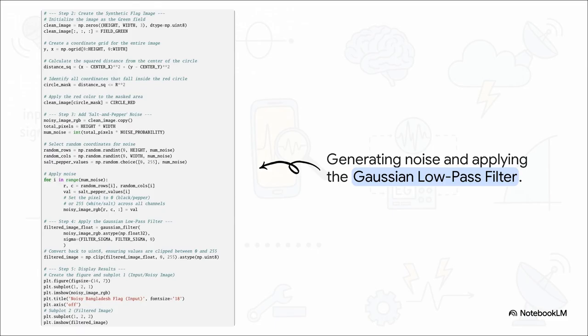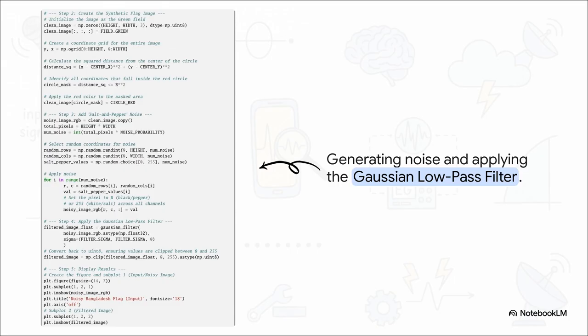Okay, we have our perfect flag. Now let's completely mess it up. In step 3, we generate a grid of random coordinates, and we use our numpy.random.choice function to randomly assign extreme values, either completely black or completely white, across all 3 RGB color channels. This successfully peppers our pristine flag with that harsh static.